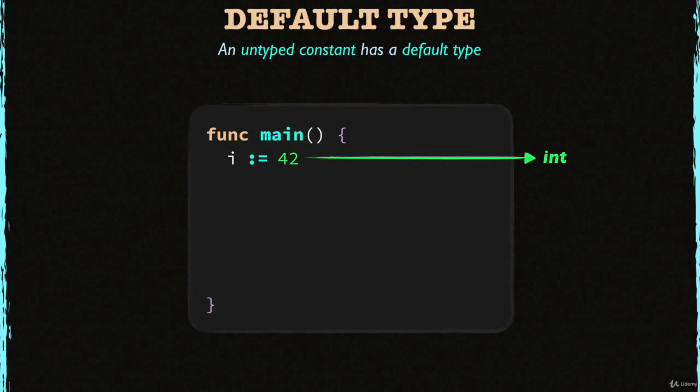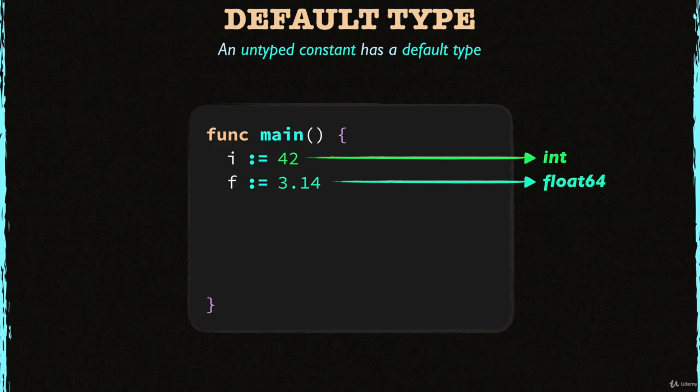Okay, let's take a look at another example. Now let's short declare another variable using a typeless float literal this time. So what's gonna be the type of the f variable now? It is float64, right? It's because a float literal's default type is float64.